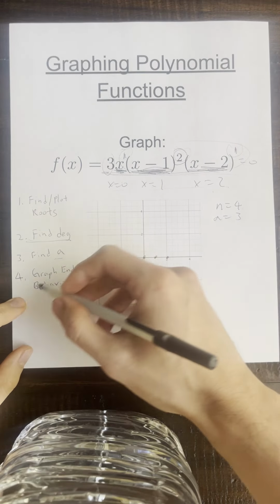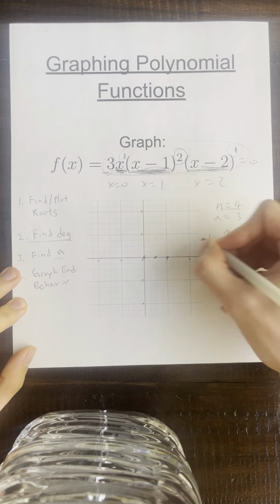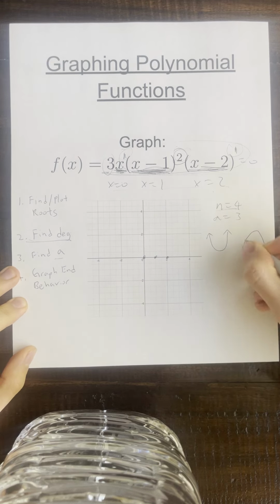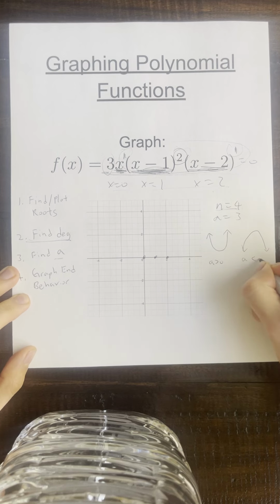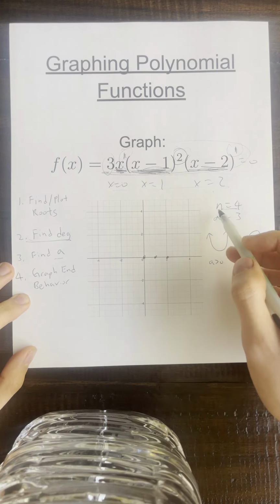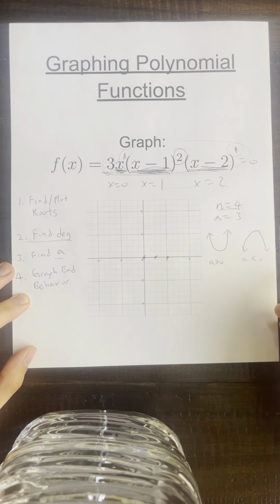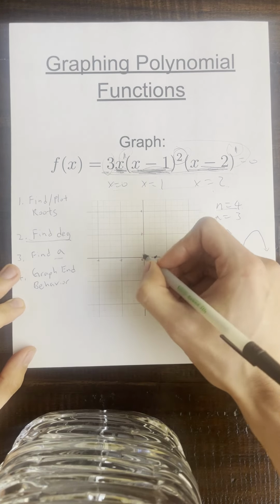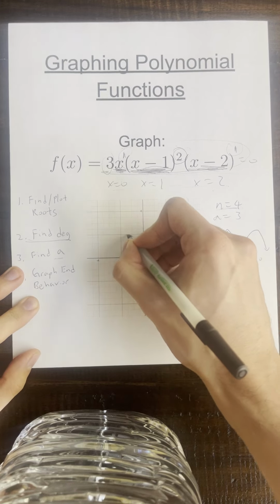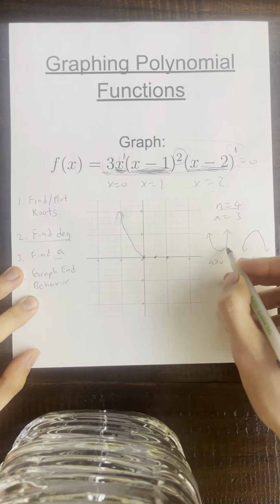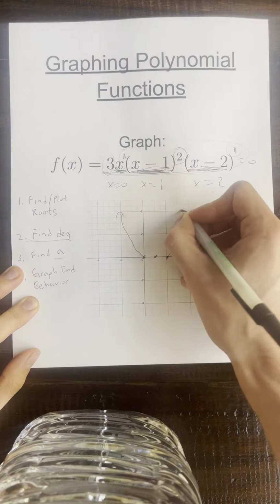Step 4 is to graph the end behavior. So when n is even, it's either going to open up or open down. And when a is greater than 0, it's going to open up. When a is less than 0, it's going to open down. So for this graph here, which one would it be? Open up or open down? It's going to open up. So if it opens up, we'd have to start from the leftmost root and just go up like this. And also you can see here, we have to start from the rightmost root and go up like this.